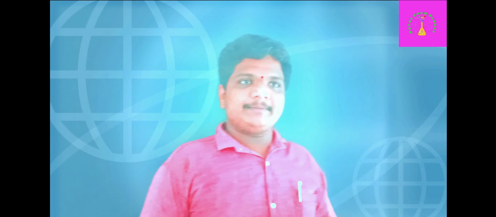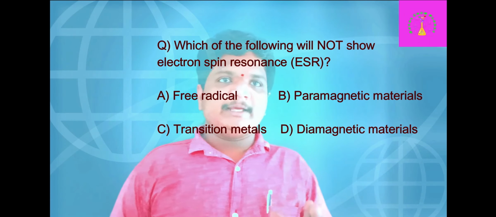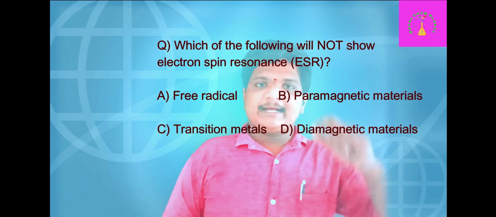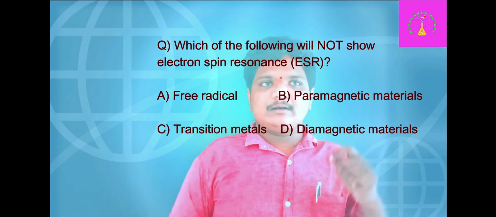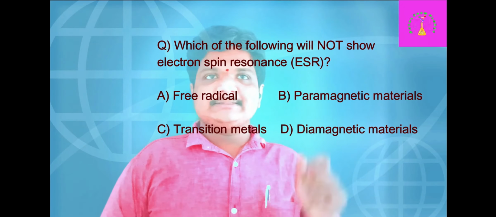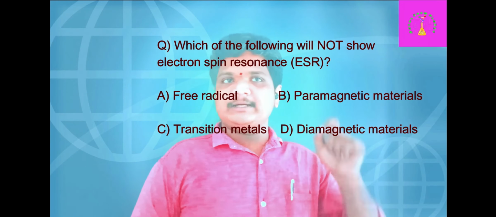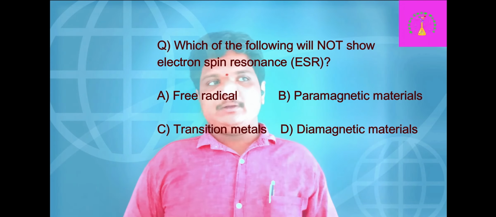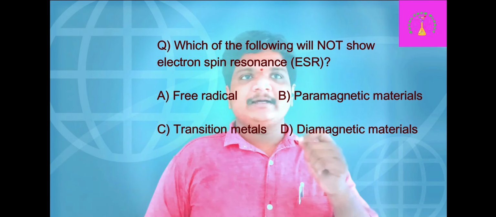In the case of transition metals also, most of them will exhibit unpaired electrons. They contain a number of unpaired electrons. So options A, B and C exhibit ESR spectra, so these are not the correct answer. Option D, the diamagnetic materials, cannot show ESR spectra because they do not have non-zero spin. So the correct option is D, that is diamagnetic materials.